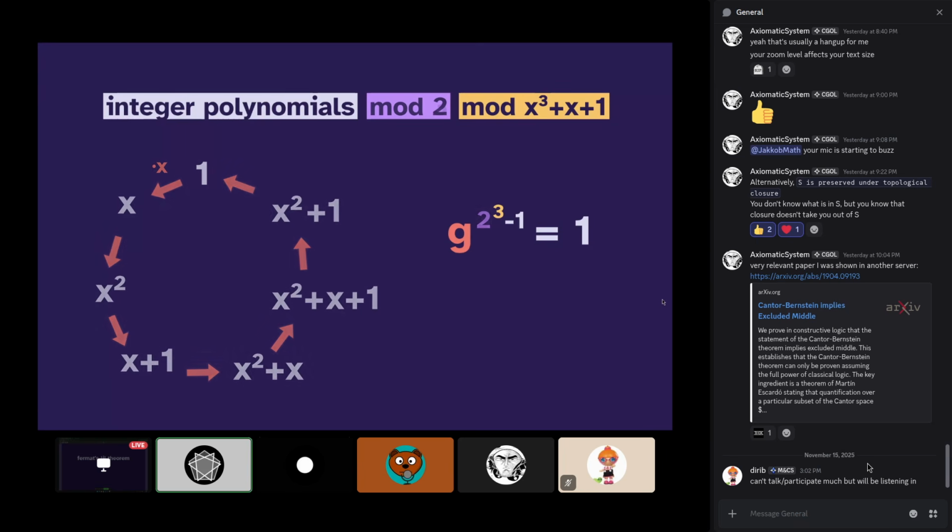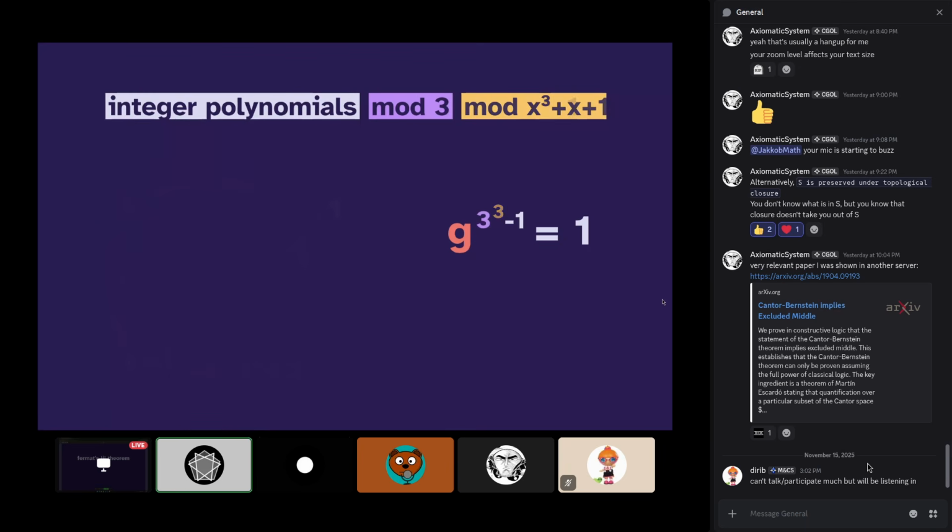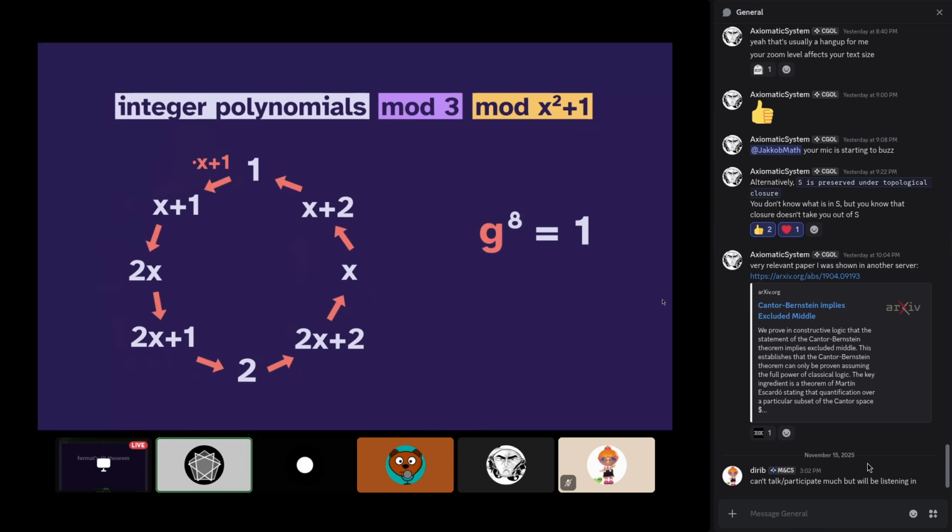So what this means is we could instead take like mod 3 and a cubic or a quadratic polynomial, and that would give us a field of order 9. So we'll have some generator of order 8. And this is what that cycle looks like. Ooh. X is not a generator. It just makes a 4 cycle, but we do have some generator. X plus 1 is a generator.